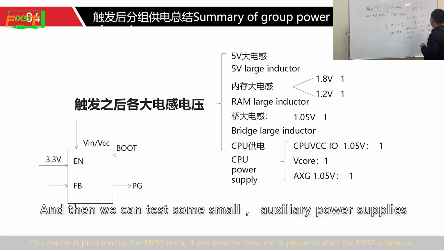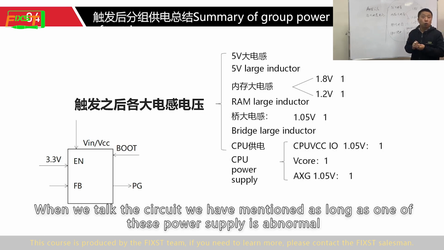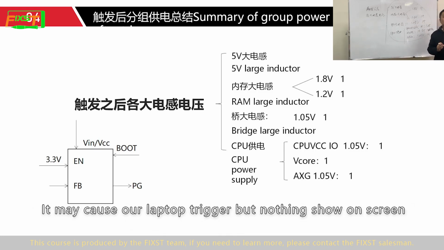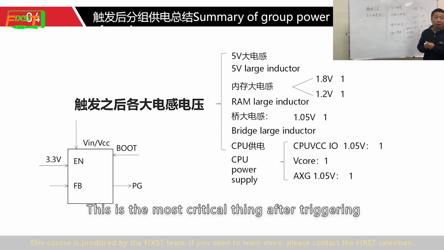can test some small auxiliary power supplies, including our bridge auxiliary power supply 1.05 volt S0, 1.5 volt S0. When we talk about the circuit, we have measured as long as one of these power supplies are normal. It may cause our laptop trigger but nothing show on the screen. But the most important thing is to learn these power supplies. This is the most critical thing after triggering.